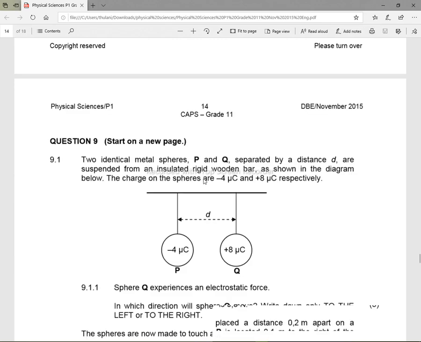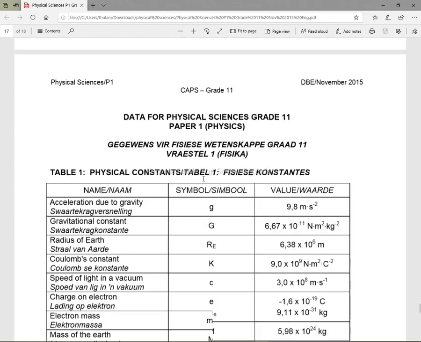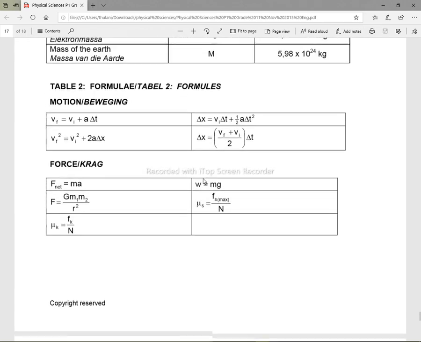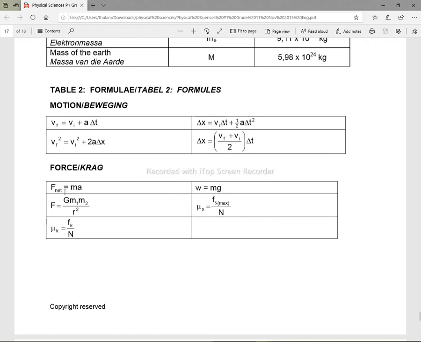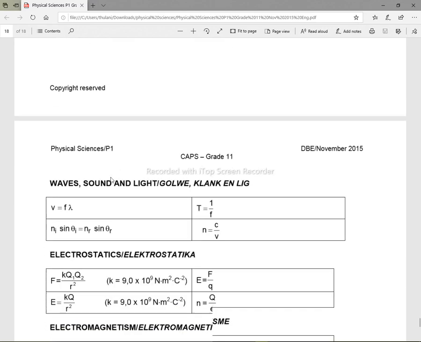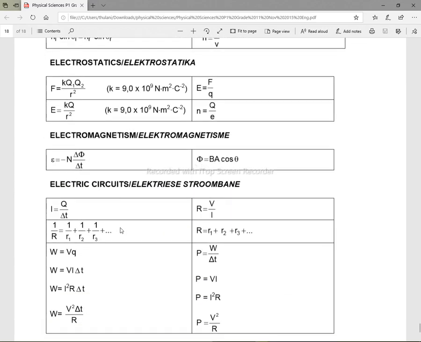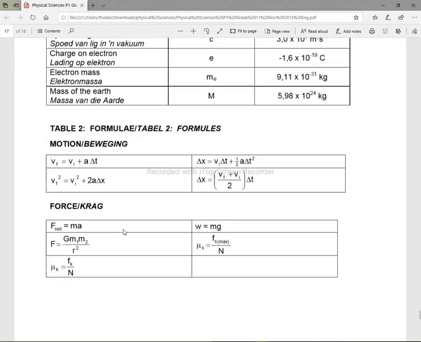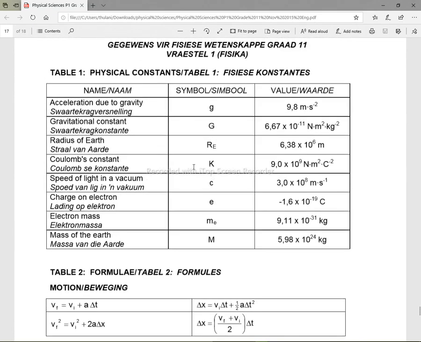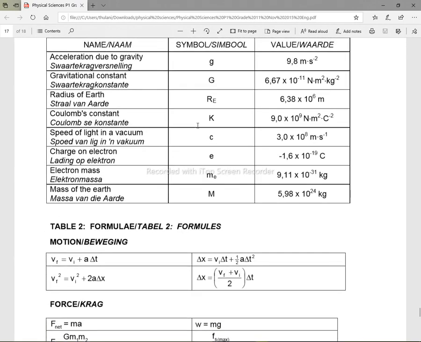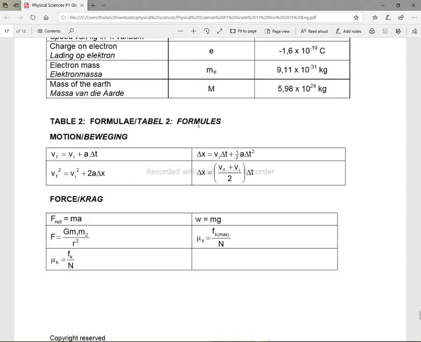You are given some of the formulas in your exam. For forces, these are the formulas that we are going to use. Those are the equations of motion, and they do label these equations, so it's easy for you. We also have some constants there. Maybe they might help, but in this case they are not going to help. They are just going to help in the next lessons.